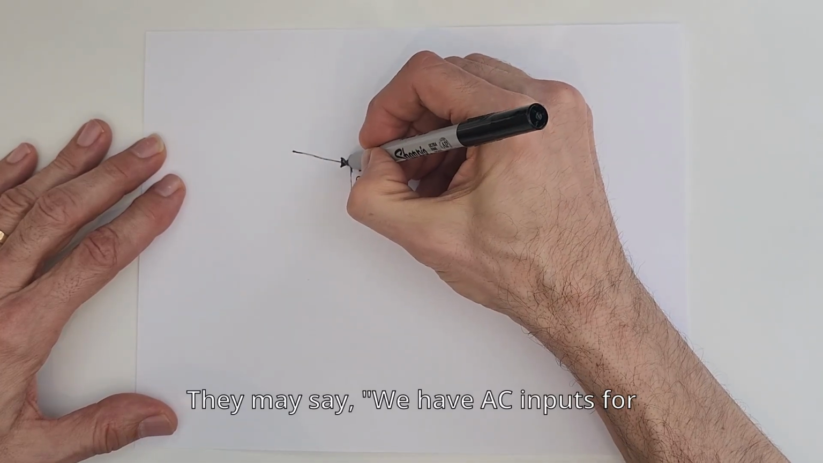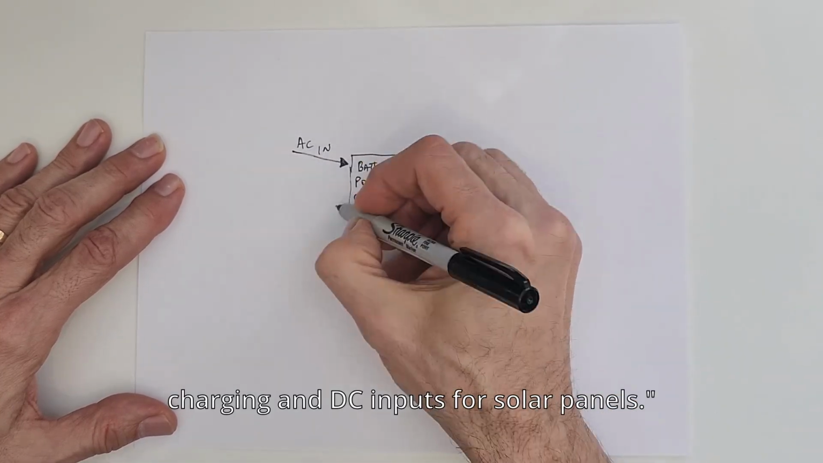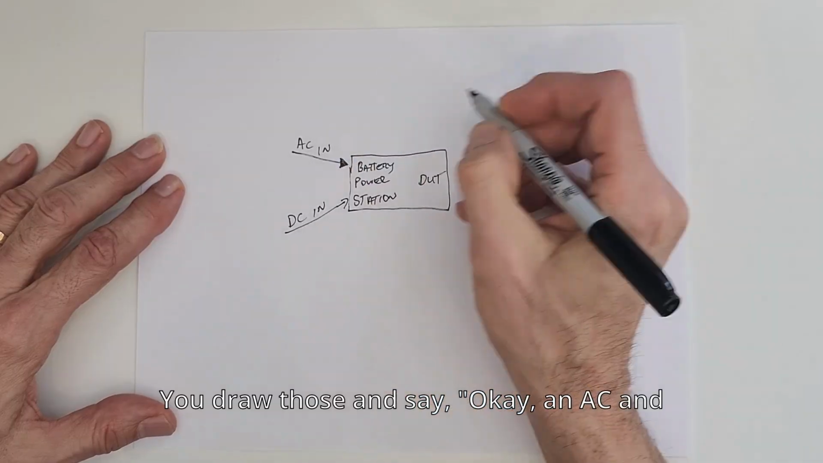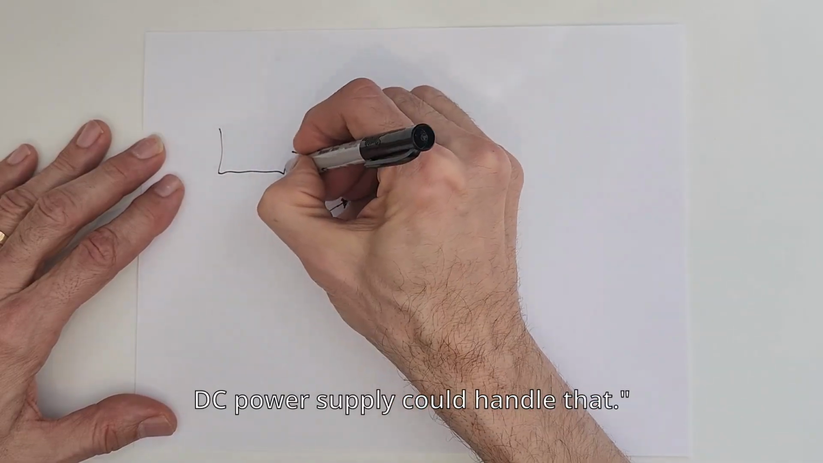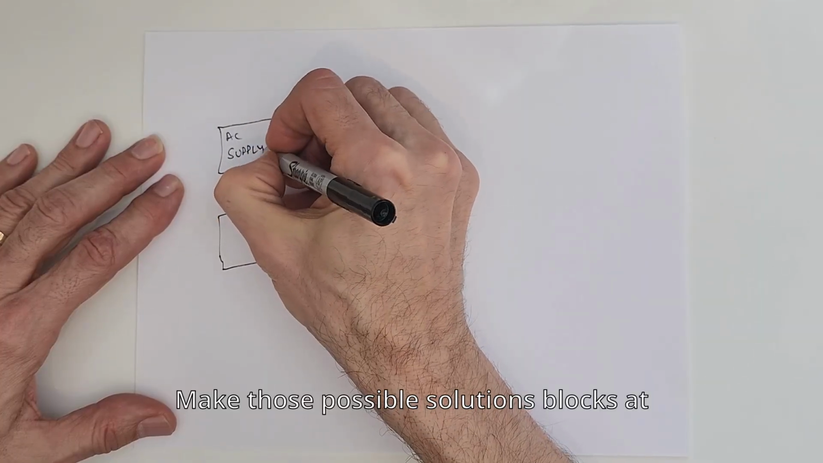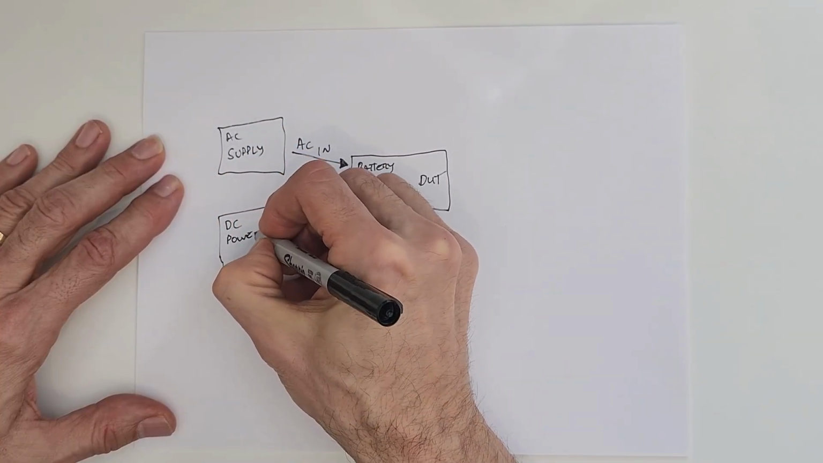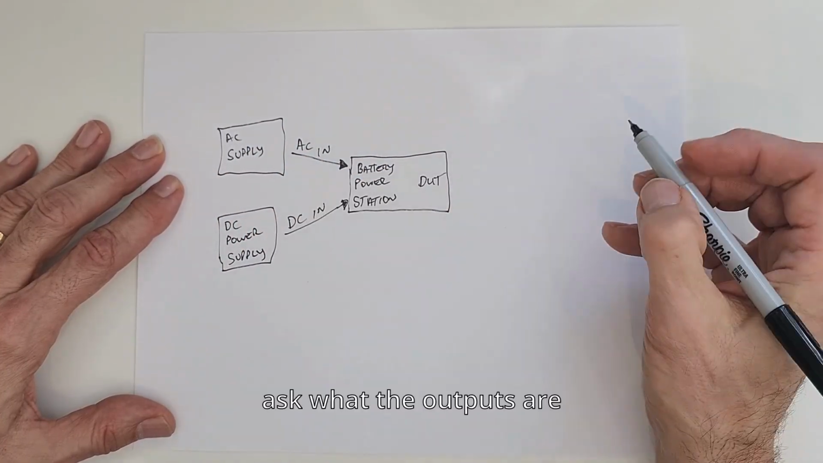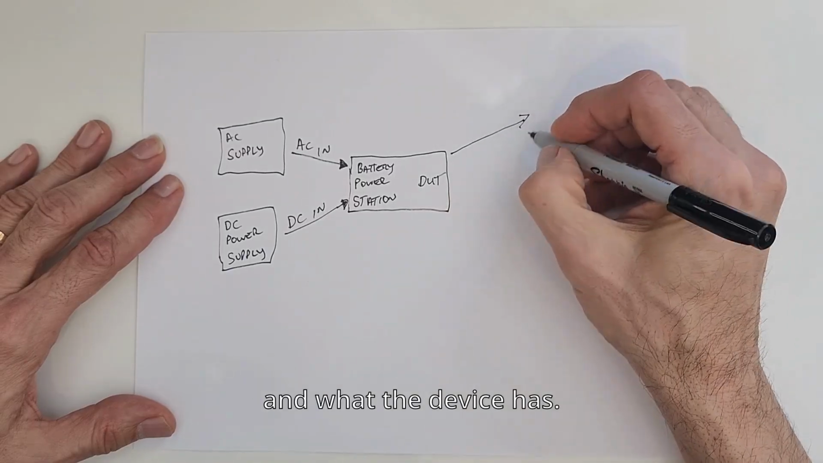They may say, we have AC inputs for charging and DC inputs for solar panels. You draw those and say, okay, an AC and DC power supply could handle that. Make those possible solutions blocks at the start of those arrows. Once you've done all the possible inputs, ask what the outputs are and what the device has.